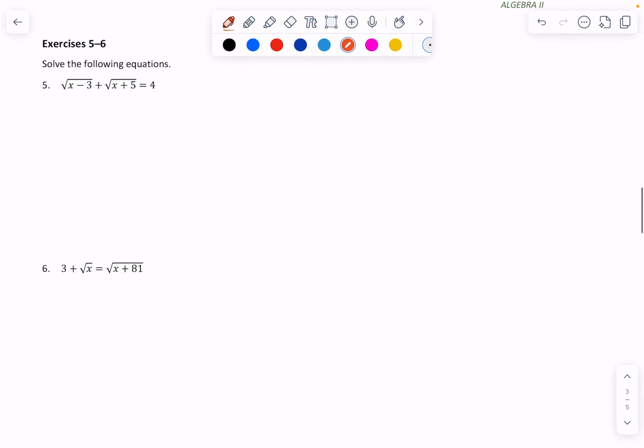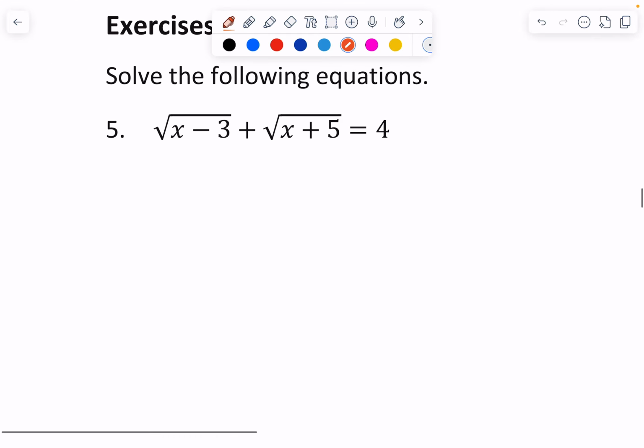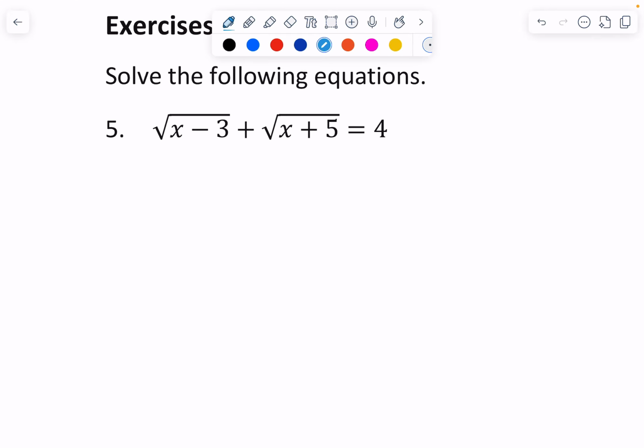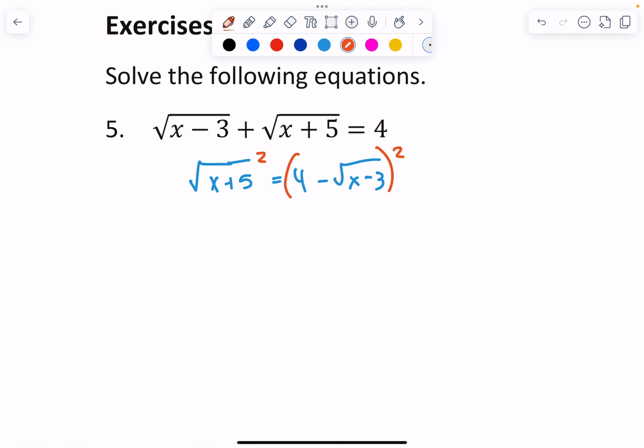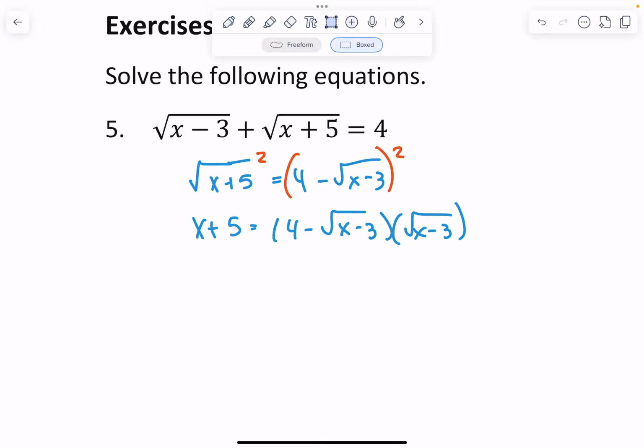Last two. Same idea. It's impossible to isolate both, so just isolate one. They both look the same more or less, so I'm just going to isolate x plus 5. So that means 4 minus root x minus 3. Square both sides. That leaves you with x plus 5 equals, here you're doing 4 minus root x minus 3 times 4 minus root x minus 3. Oh, forgot the 4.